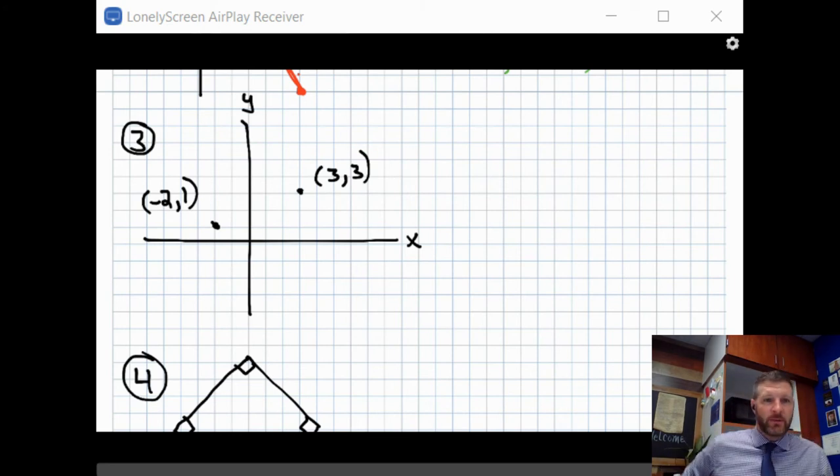Okay, and so we've got 2 points here that I've gone ahead and just made up, negative 2, 1, and 3, comma 3. And so we could find the midpoint. That's what we just reviewed. But how about finding the distance between them? How long is that? How far is that? If this was a map and these were 2 locations, how far is it from point A to point B?